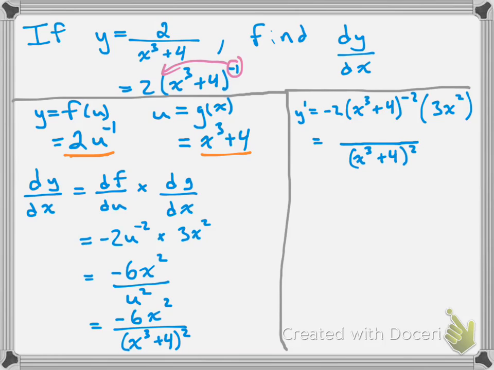I know I have a factor of -2 and a factor of 3x squared that goes up top, so when I multiply those, I get -6x squared. And notice that that is exactly the same thing that we got in our Leibniz notation. Okay, so let's try one more example. This time I'm just going to do it in Newton's notation.